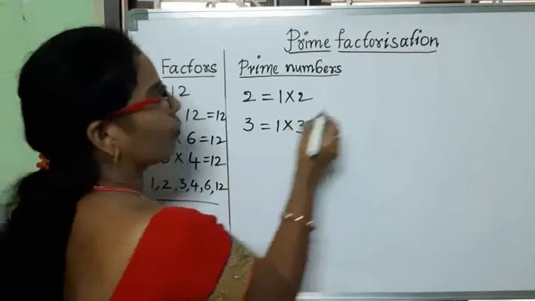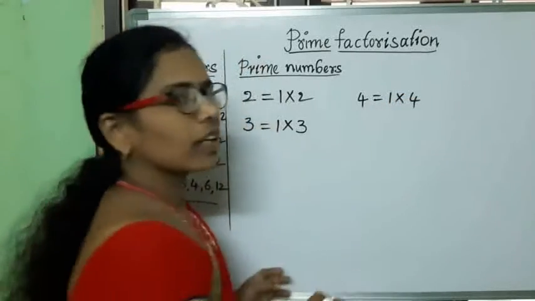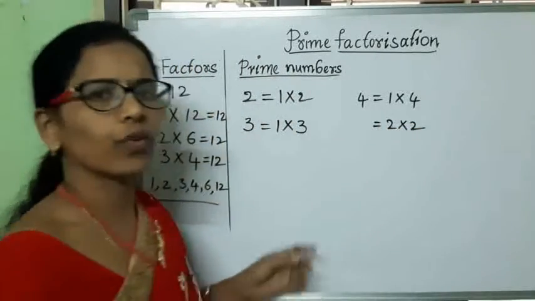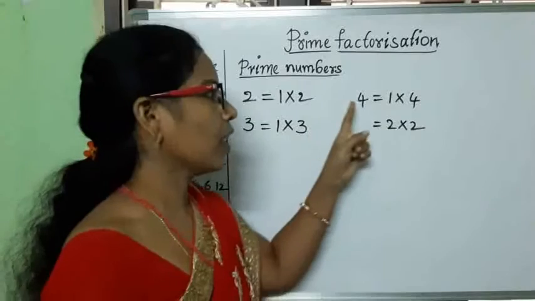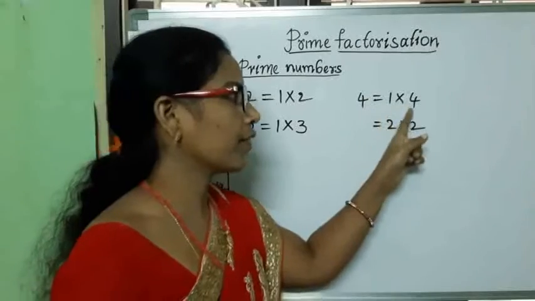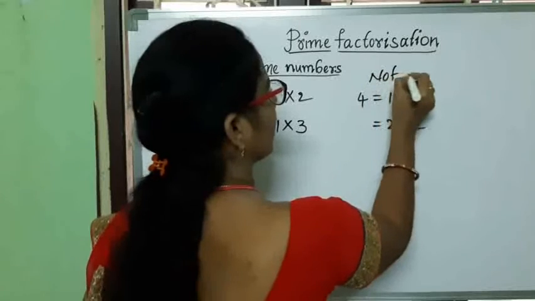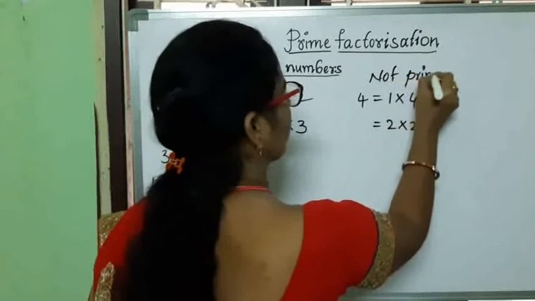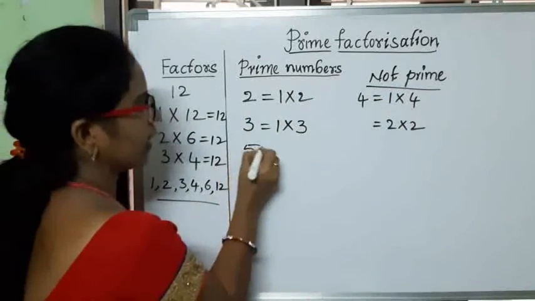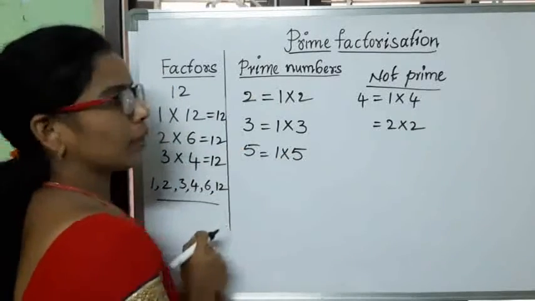Let's take 4. 4 can be written as the product of 1 and 4, and also as the product of 2 and 2. As 4 has factors other than 1 and 4, it is not a prime. Similarly, 5 can be written as the product of 1 and 5 only. So 5 is also a prime number.